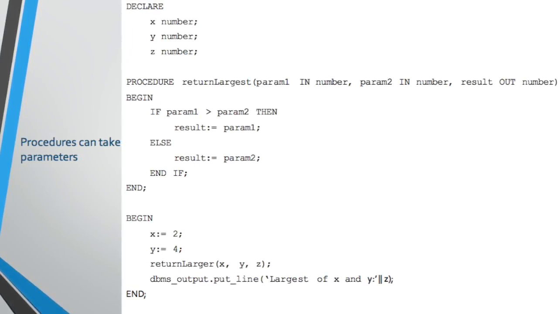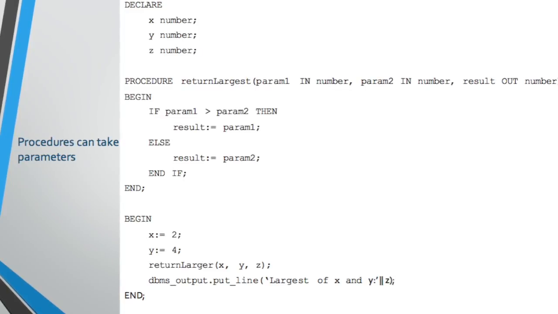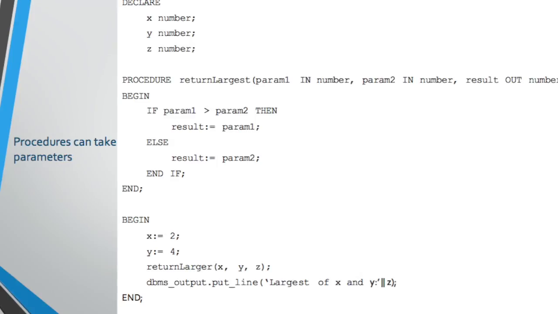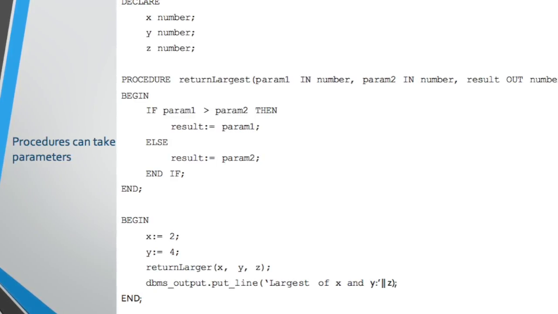A standalone procedure is deleted with a drop procedure statement. Actual parameters can be passed in three ways: positional notation, named notation, and mixed notation. This concludes the presentation.